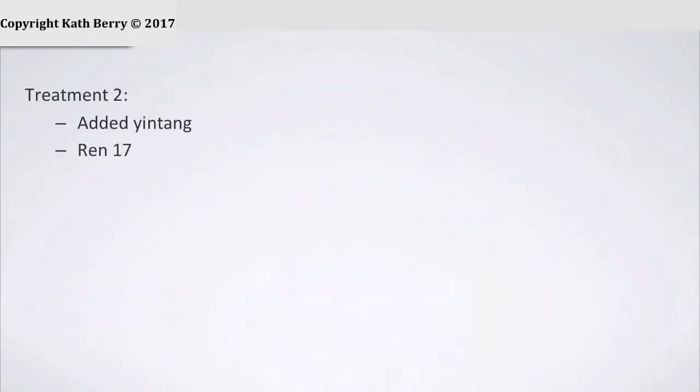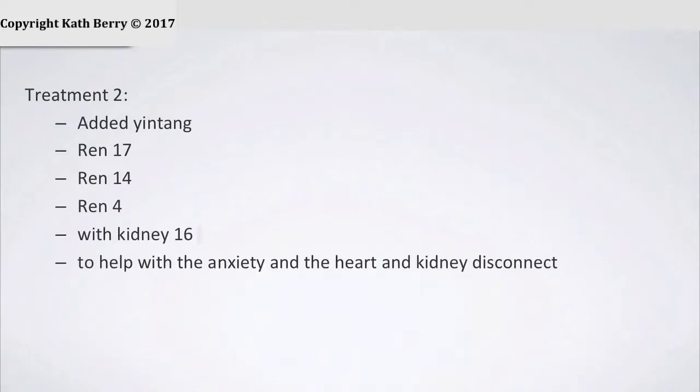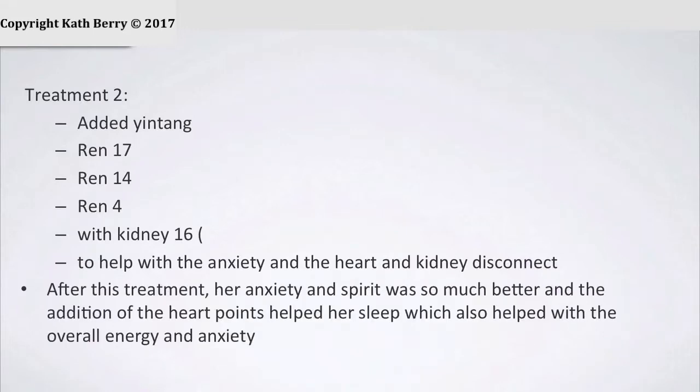On the second treatment, a week later, we added yin tang, Ren 17, Ren 14, Ren 4, and kidney 16 to help with the anxiety and the heart and kidney disconnect. After this treatment, her anxiety and spirit were transforming. It was so much better. The addition of the heart points really helped with her sleep, which then helped with her overall energy and the draining aspect of the anxiety.